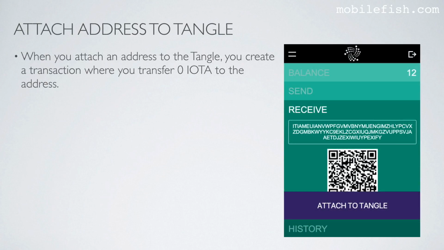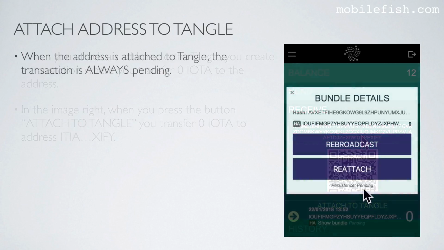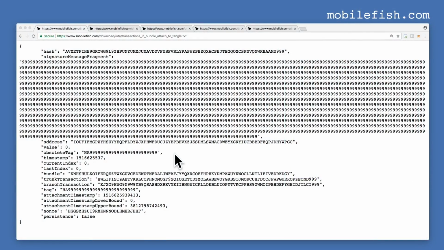When you attach an address to the Tangle, you create a transaction where you transfer 0 IOTA to the address. When you press the button Attach to Tangle, you transfer 0 IOTA to this address. When the address is attached to the Tangle, the transaction is always pending, as you can see here. Here is an example where an address is attached to the Tangle.